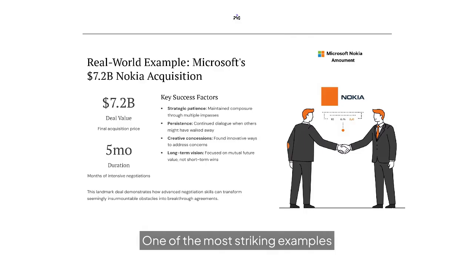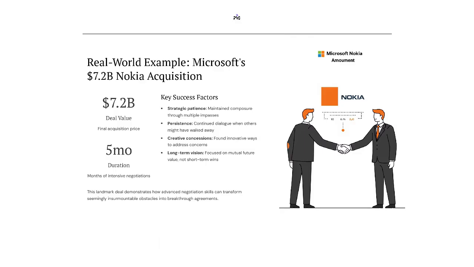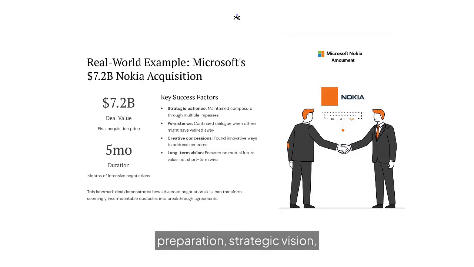One of the most striking examples of negotiation mastery in modern business is Microsoft's $7.2 billion acquisition of Nokia's mobile division. This deal illustrates how preparation, strategic vision, and emotional intelligence can turn a high-stakes, complex negotiation into a landmark agreement. At the time, both companies faced intense market pressure. Nokia needed a strategic partner to regain competitiveness, while Microsoft sought to strengthen its mobile ecosystem against Apple and Google.